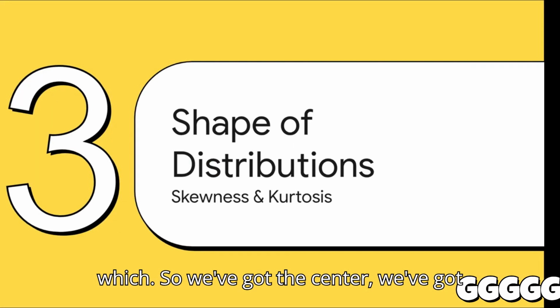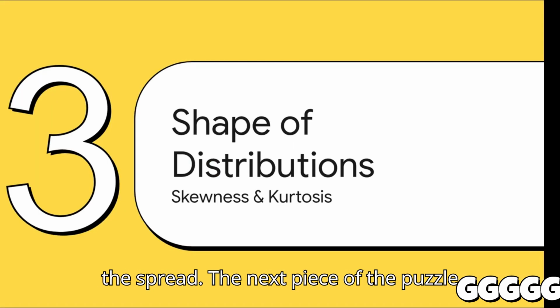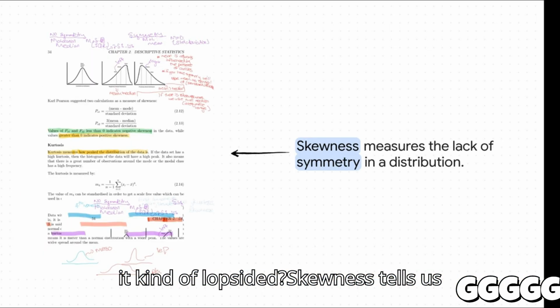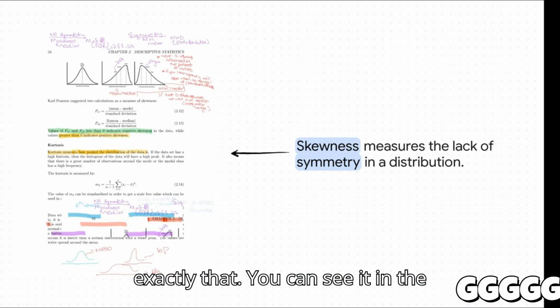So we've got the center, we've got the spread. The next piece of the puzzle is describing the overall shape of the data. Is it nice and symmetrical, or is it kind of lopsided? Skewness tells us exactly that. You can see it in the diagrams.